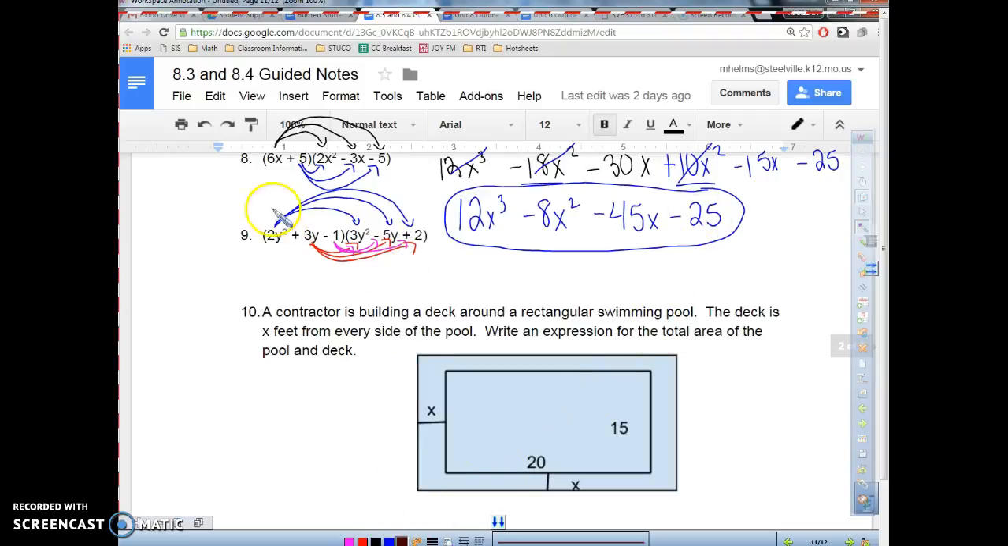So let's start with the 2y squared. 2y squared times 3y squared would be 6y to the 4th. 2y squared times negative 5y is negative 10y cubed plus 4y squared. Then we have 3y times everything, so plus 9y cubed minus 15y squared plus 6y.